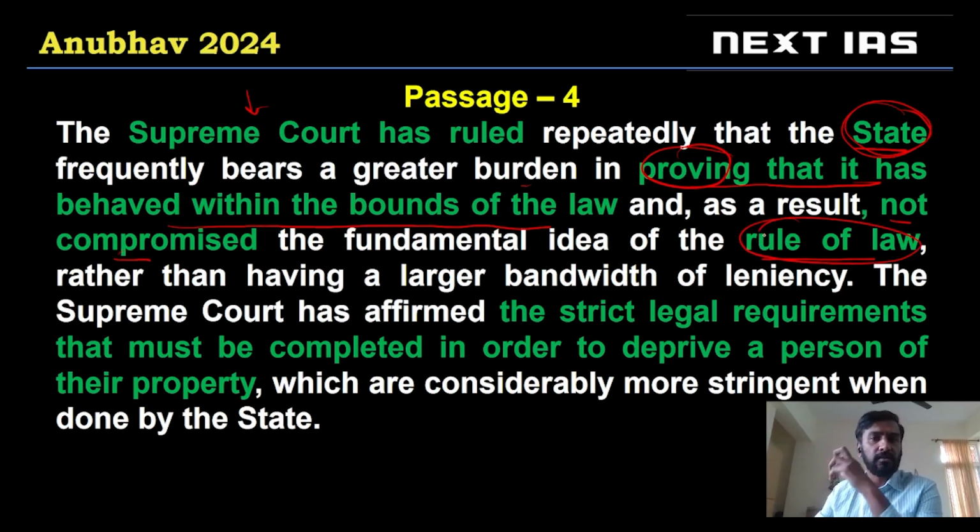You may have heard that a judge will often throw out a case against a hardened criminal also because the process of gathering evidence was not up to the mark. So that's again violation of rule of the law. So the state has to prove that rule of the law is being followed. The strict legal requirements that must be completed in order to deprive a person of their property, right? There are certain requirements that must be undertaken by the state. Only if those are followed can you deprive a person of their property.